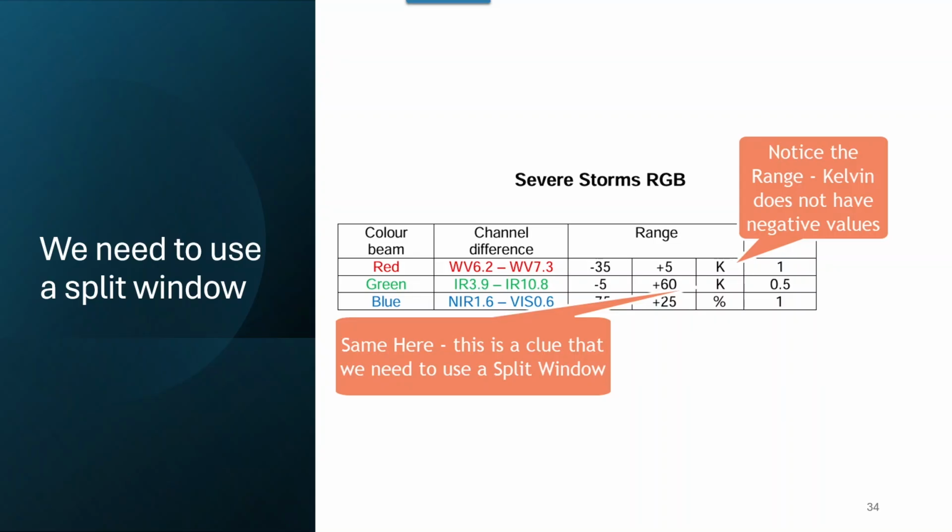And so, you're going to be asking yourself, well, what in the world is a split window? Well, a split window in satellite imagery is a technique that uses two closely spaced thermal infrared channels to improve measurements. Now, this is a simplified explanation of a split window. It will suffice for now, but there's much more to know about split windows.